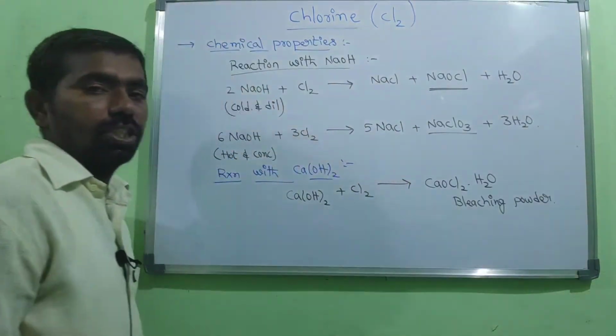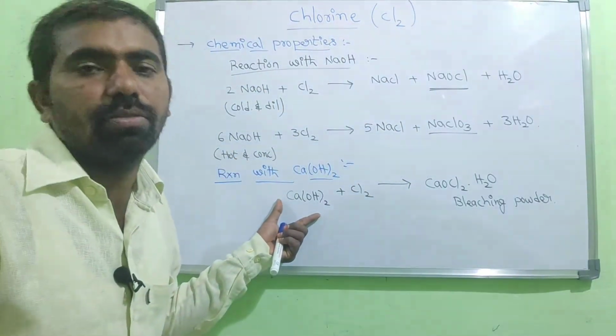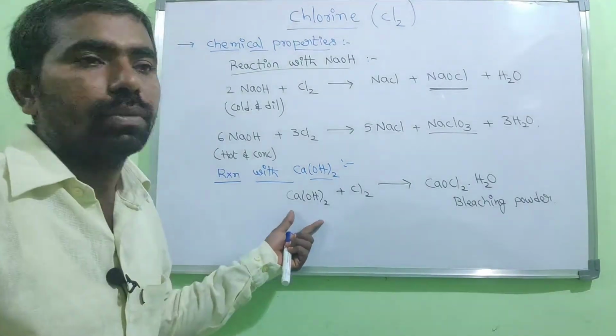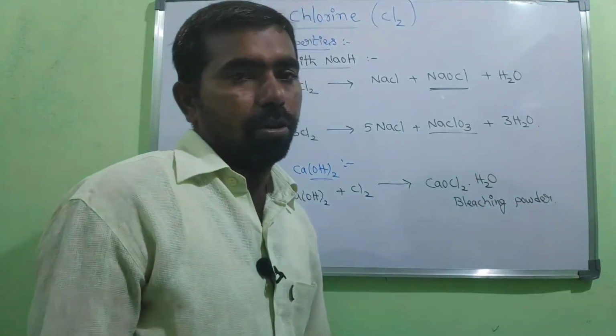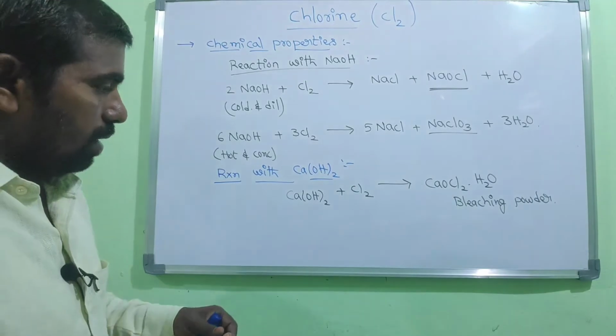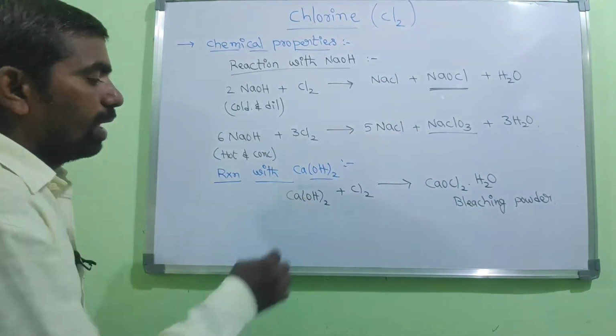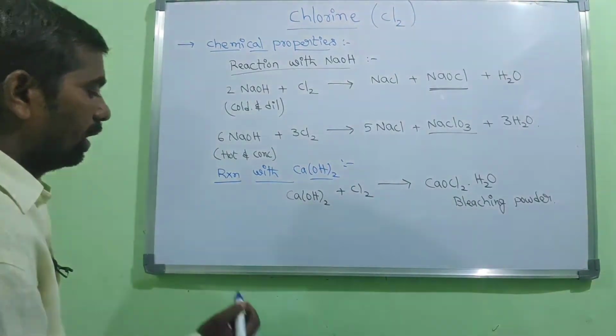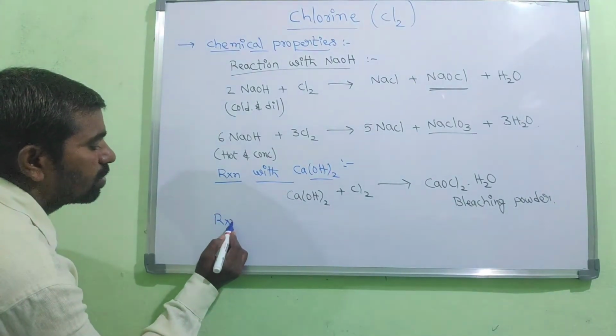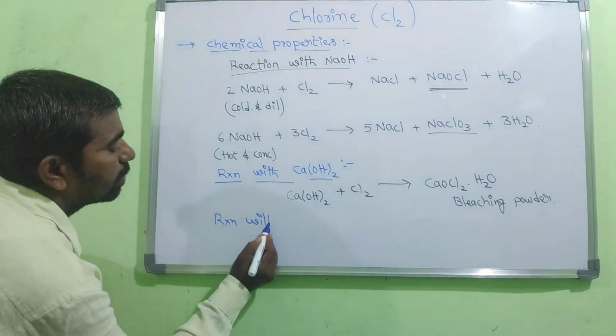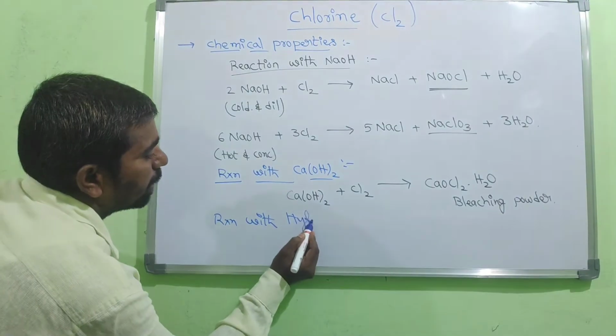When chlorine is treated with calcium hydroxide, dry slaked lime, it forms bleaching powder. So that is about the reaction between chlorine and calcium hydroxide. So the next one is the reaction with hydrocarbons.